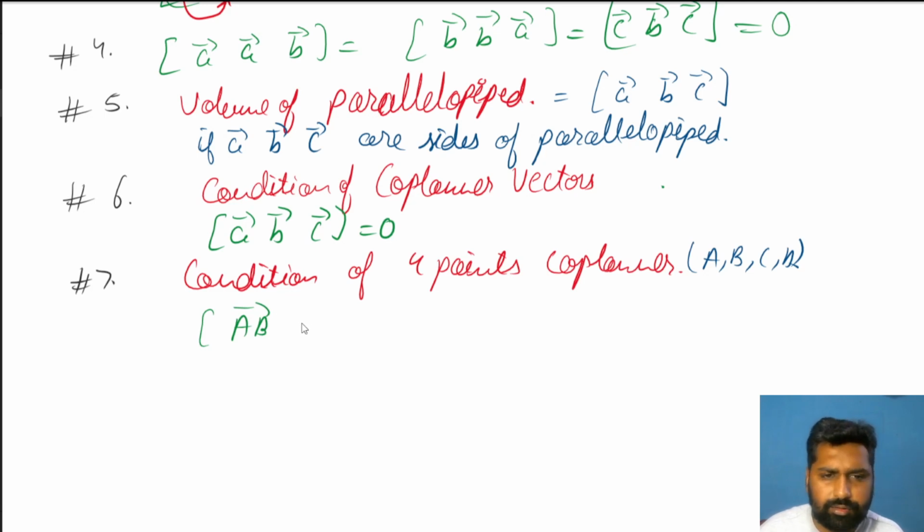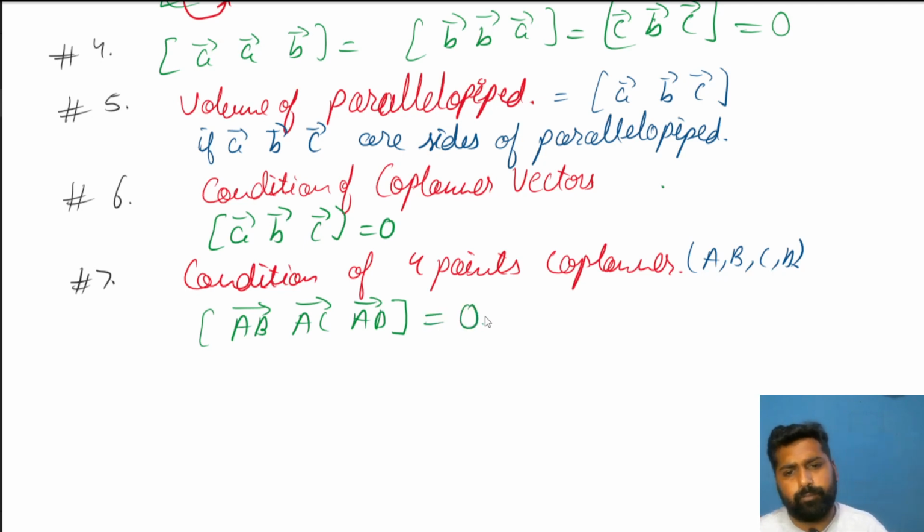You create three vectors out of it, any three vectors. I am writing AB, AC, AD, but it is not the only choice; you can take AB, BC, CD also. Not CA, since CA and AC mean the same thing. So AB, BC and AC, BD, anything. You have to take three vectors from these four points. For simplicity I have considered AB, AC and AD. The scalar triple product should be 0.